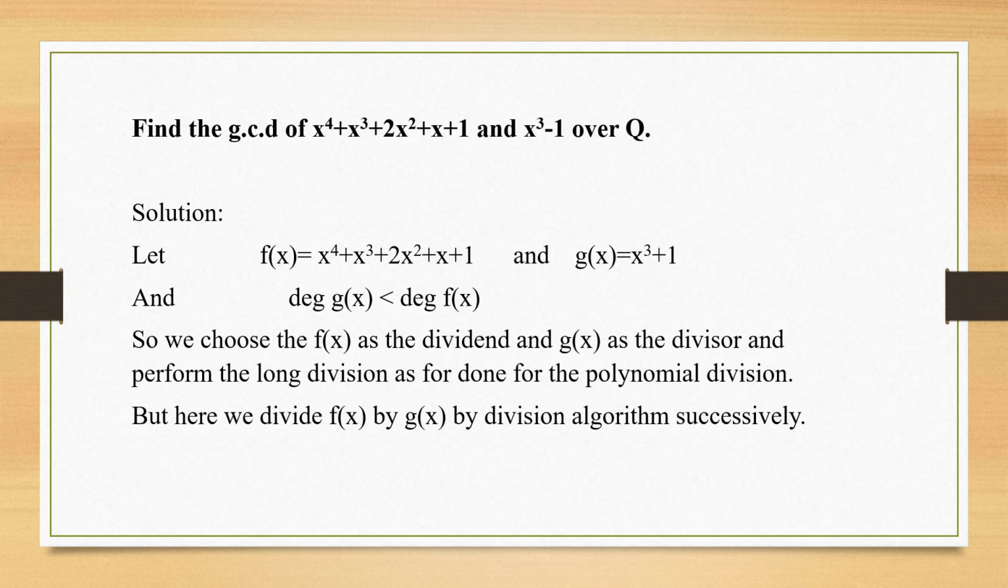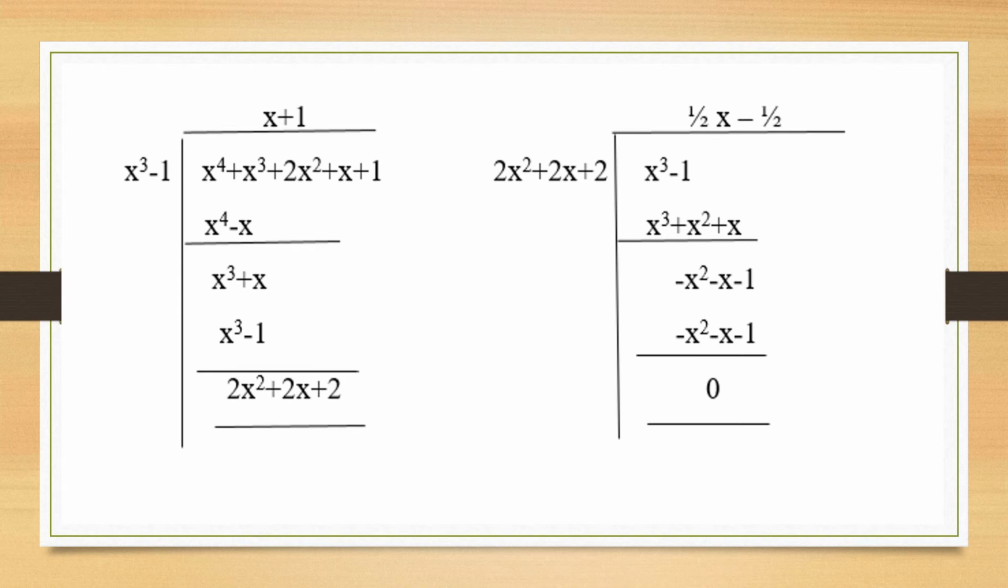So we choose f of x as the dividend and g of x as the divisor and perform the long division as done for polynomial division, as I've explained. Here we divide f of x by g of x by the division algorithm successively. We keep doing it until we get a remainder 0. So let's get on with the division. There are two divisions happening, so let's start with the first division. This is the first polynomial which has been given, x power 4 plus x cube plus 2x square plus x plus 1, divided over x cube minus 1. If I divide it, taking x power 4 divided by x cube, I will get x.